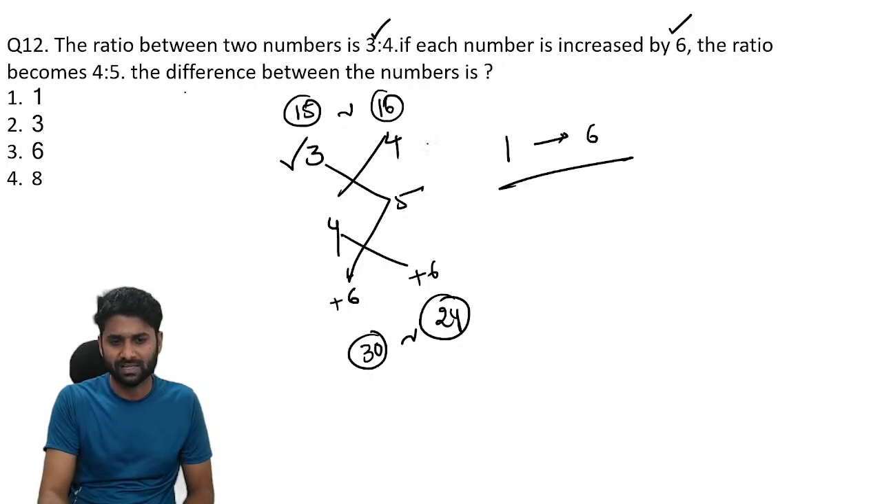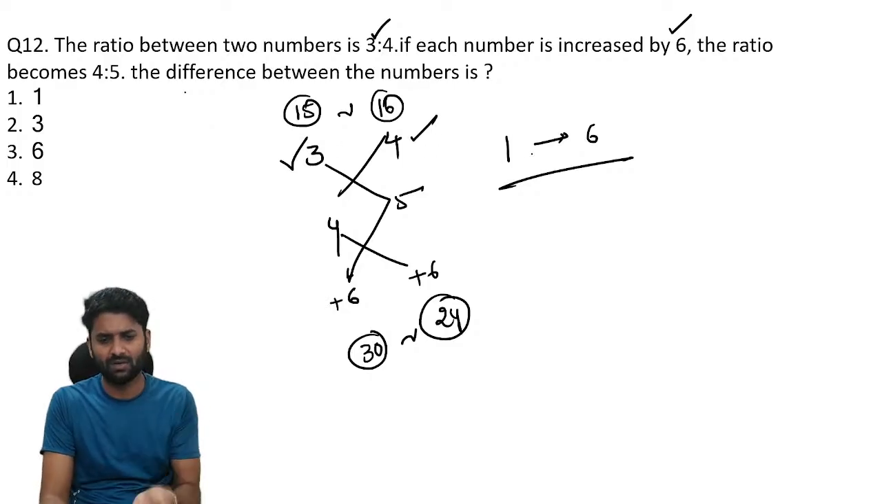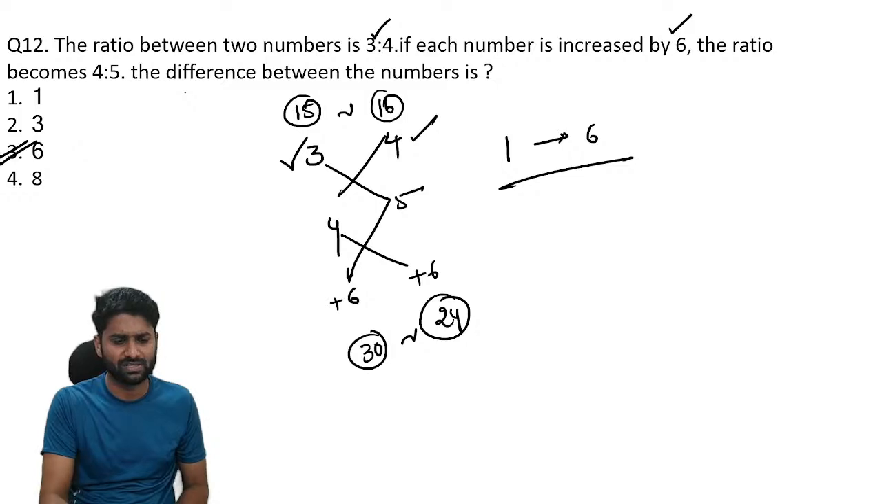Here the numbers are 3 and 4. Difference is 1 unit. Now 1 unit is 6. So directly choose the answer, which is 6.